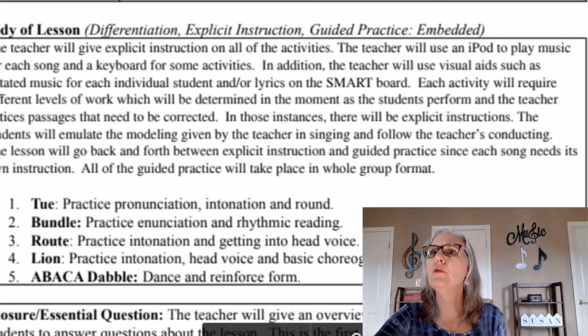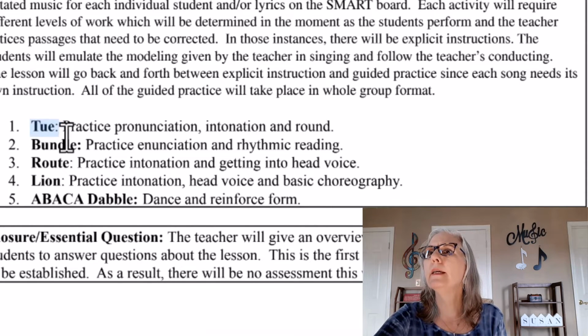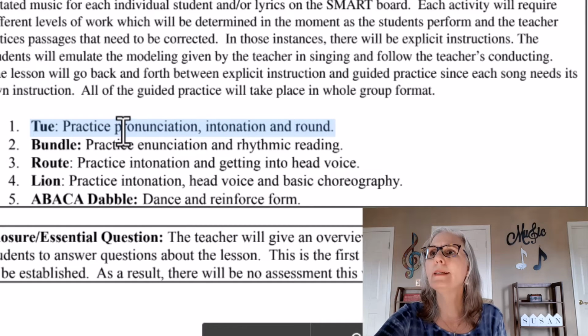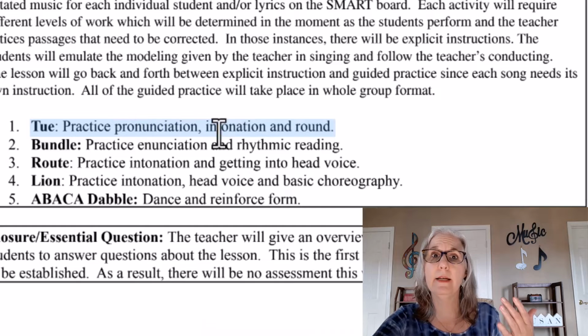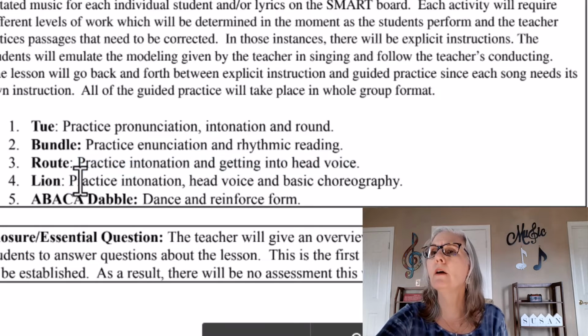And let's get into the reason for the individual song. So as I told you already, 2A is in a foreign language, so that's why it's practice pronunciation. We're also practicing intonation because of the fact that it is very easily placed and we are singing a round. And then Bundle Buggy Boogie Woogie, we're practicing enunciation and rhythmic reading. Route 66, intonation and getting into head voice. Lion, intonation, head voice, and basic choreography.